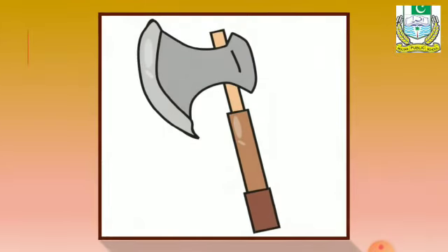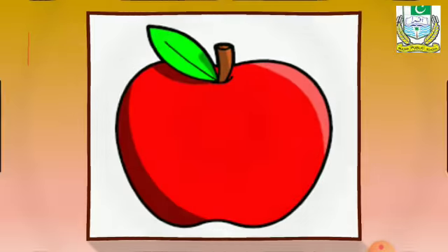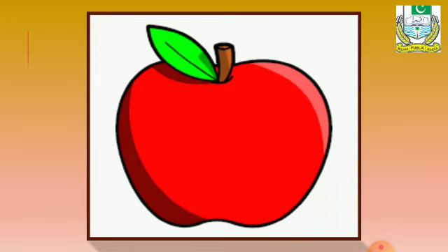What do you see on the picture? It is picture of axe. A, axe. This is used to cut down trees by farmers. A, apple. Favorite fruit. Looks very fresh and juicy and yummy. A, apple.